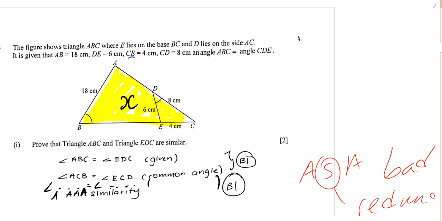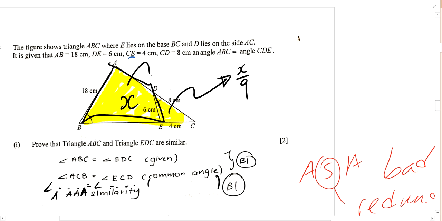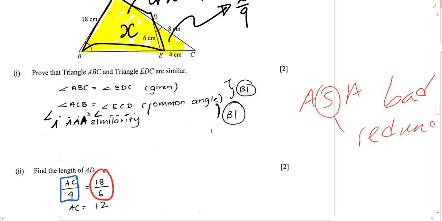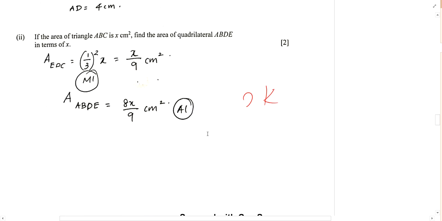16. So if I now tell you that the area of the big triangle is X, then what is the area of the small triangle? 1/9 times X, or rather, this will be X over 9. Then what must this quadrilateral over here be? X minus X over 9, which is 8X over 9. X over 9 times 8, same thing. 8X over 9. Generally okay for this.